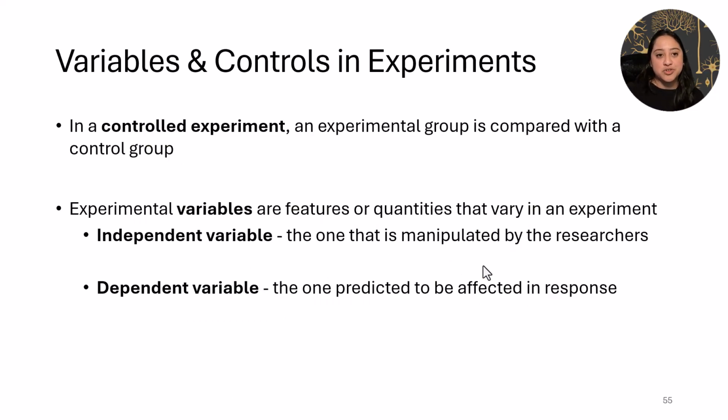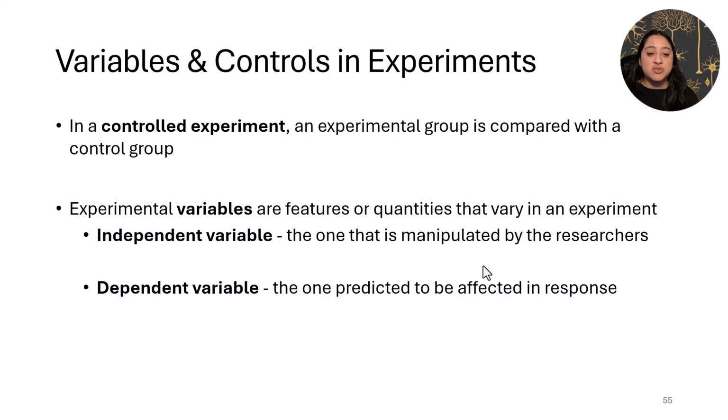So now we can apply some more terms. In a controlled experiment, an experimental group is compared with a control group. So in a controlled experiment, you have at least two groups, a control group and an experimental group. And there might be more than one in each. For the control group, you have as much as possible be normal. And then the experimental group, you're changing one thing and then looking at the effect of that change. And you can have more than one experimental group. You might even have more than one control group. It depends on your experiment.